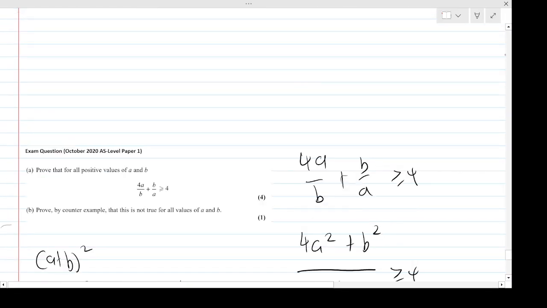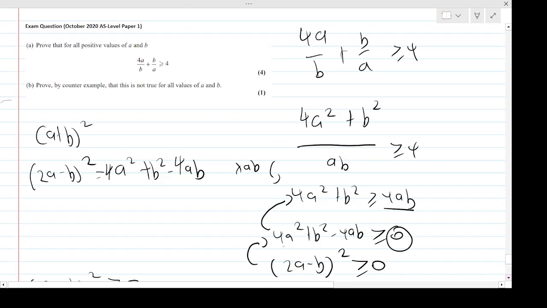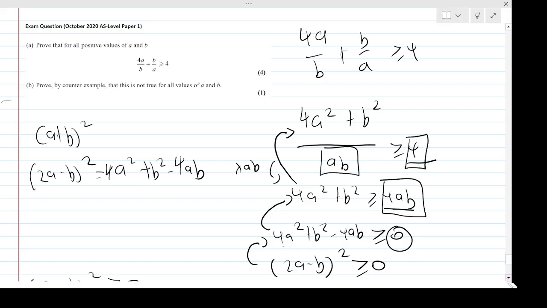Okay, then I need to go to that step, the fraction. So then I need to divide by 4. So I'll get 4ab here, then I just have 4. So I'm dividing by ab here. So that's what I'm going to do.